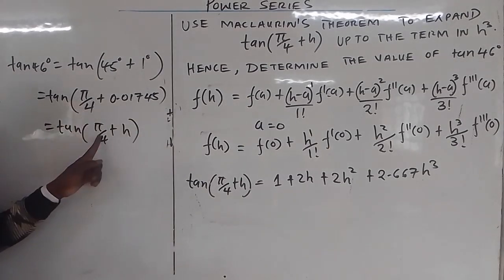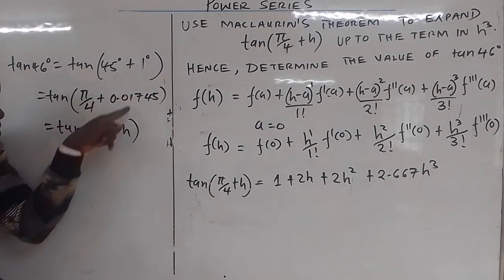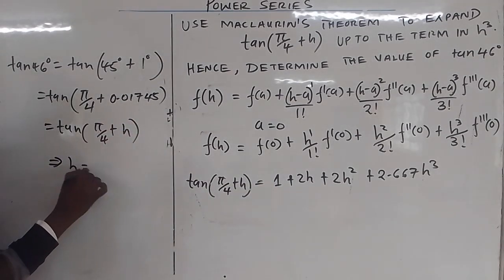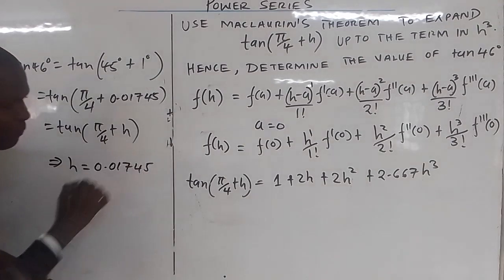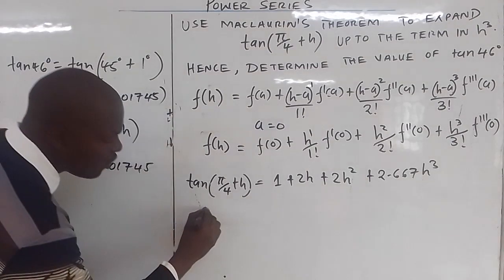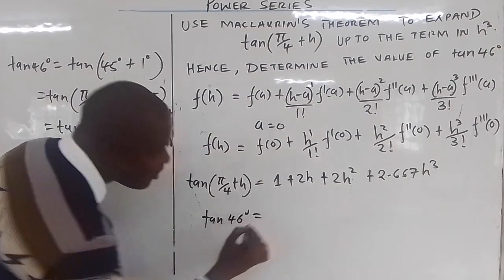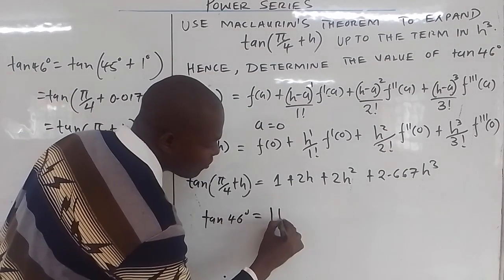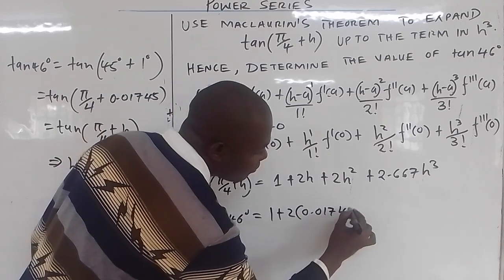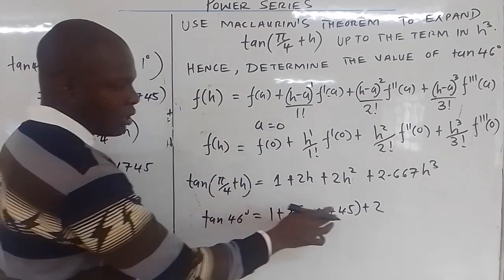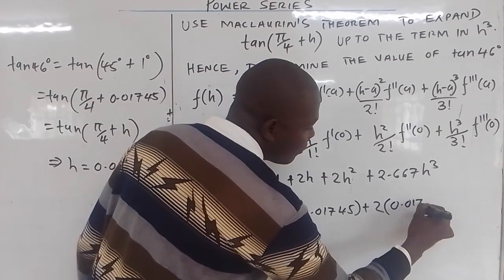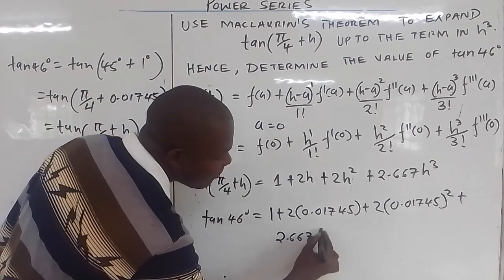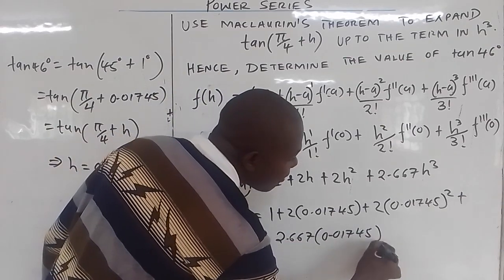So you can see your pi over 4 is just pi over 4 the way it was. So this is the value of h, meaning where there is h, you are going to put this value. Are you seeing? Yes. So this implies that h is equal to 0.01745, isn't it? So when you are looking for tan 46 degrees, where there is h, you put 0.01745. So you are going to have 1 plus 2 into the value of h, then plus 2 into the value of h squared, then plus 2.667 into the value of h cubed.